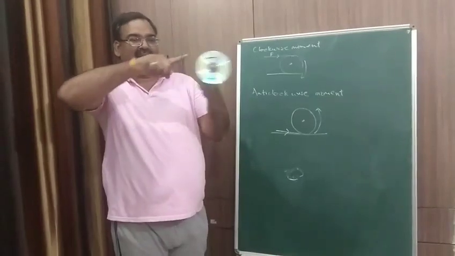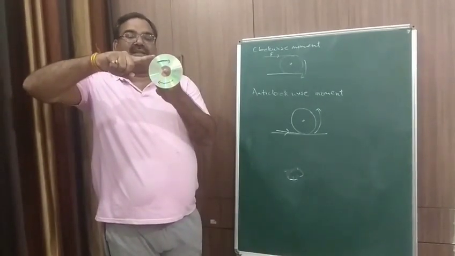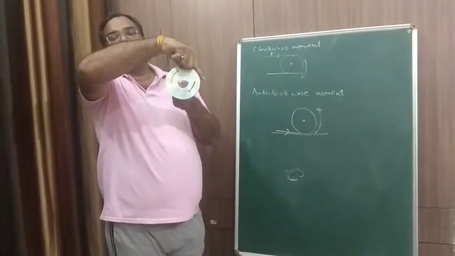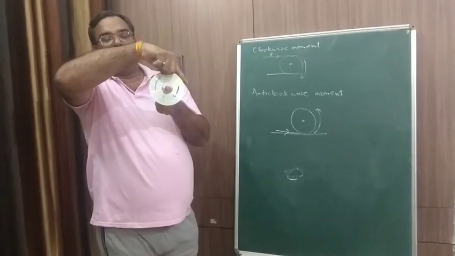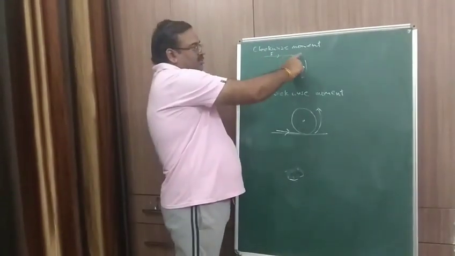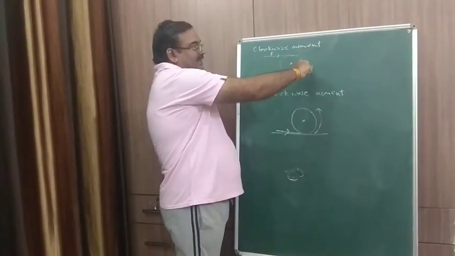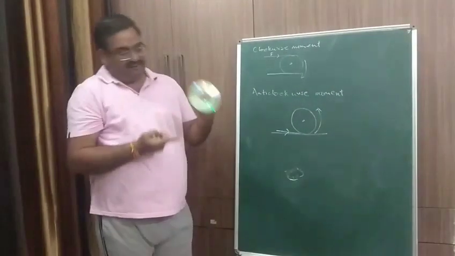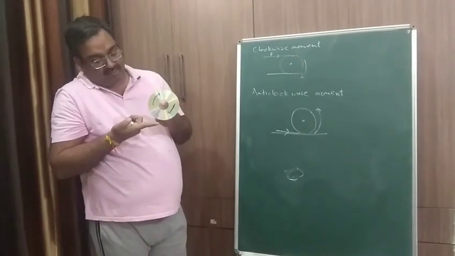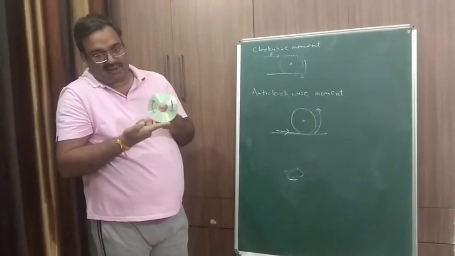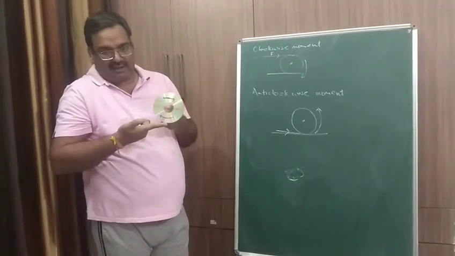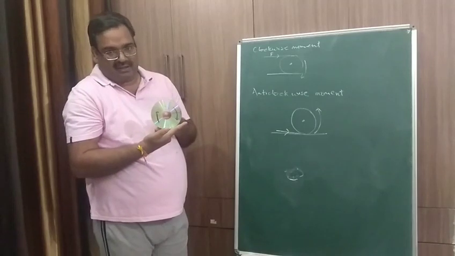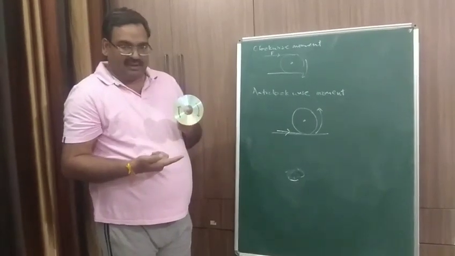Now I am exerting tangential force at the topmost point, and you can see the arrow moving in a clockwise direction. Is it clear? So when we apply force at the topmost point, it sets the body into clockwise rotation. Now if we exert the force at the lowest point, you will see that the direction of rotation changes. It is moving in an anti-clockwise direction. Okay? Is it clear?